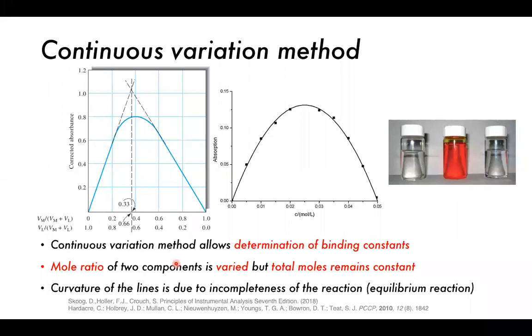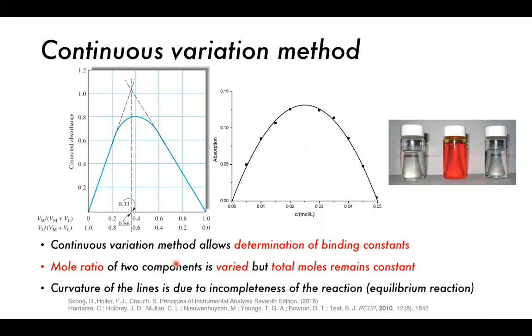Then if we have two components, we can determine binding constants through a method of continuous variation. The continuous variation method allows determination of binding constants. The mole ratio of two components is varied, but the total moles remain the same. So for example, say we have 1 mole total in the solution, we could measure at 0.5 mole to 0.5 mole, 0.25 to 0.75, and so on, 0.33 to 0.66, that sort of thing. And so the curvature of the lines is due to the incompleteness of the reaction.